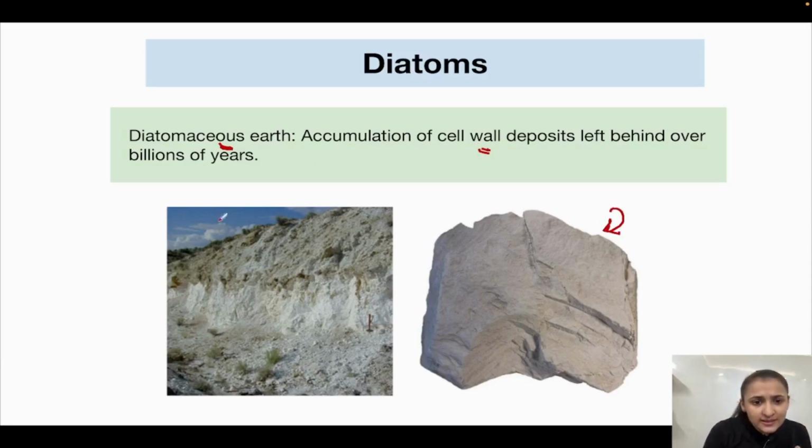Okay, as you can see in this image and this image, this represents sedimentary rocks which are also known as diatomaceous earth. These are formed as a result of the accumulation of the cell wall deposits of diatoms which have been left behind over billions of years. So billions of years से वो collect होके ऐसे structures का formation कर लेते हैं जिसको हम diatomaceous earth बोलते हैं. Okay, and ये इनका जो accumulation है ये क्यों हो रहा है? Because इनमें silica present है. Silica के presence की वजह से ये indestructible होती है इनकी cell walls, तभी ये over the years they are getting accumulated and remain intact.